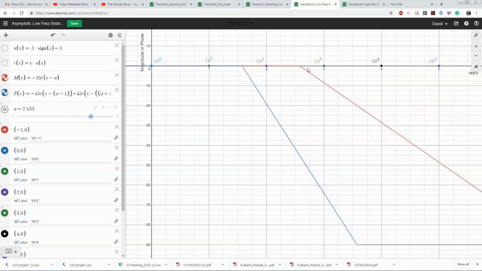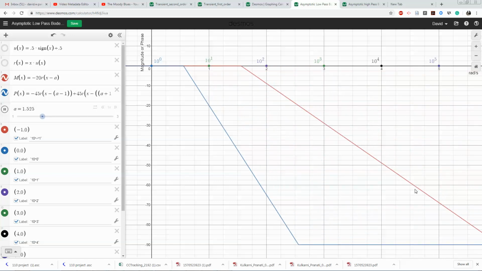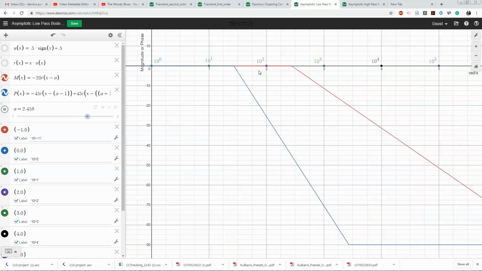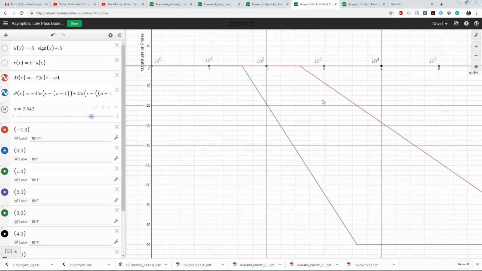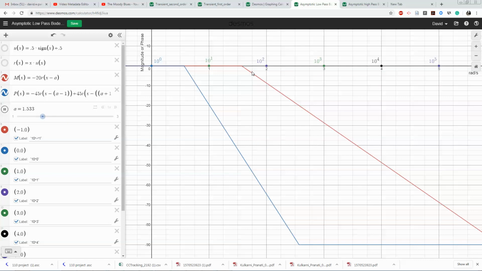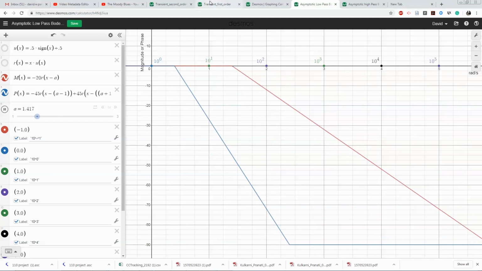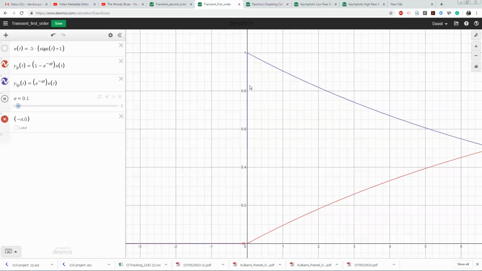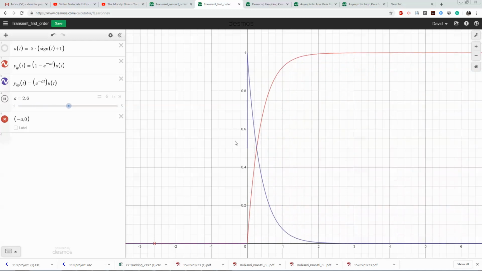The smaller omega naught, the more of this straight line we get, and the more it acts like an integrator. The bigger omega naught, the less it acts like an integrator. And we can see how that plays out with our transient response. So the red is the step response of the low pass filter, and this purple is the step response of a high pass filter.